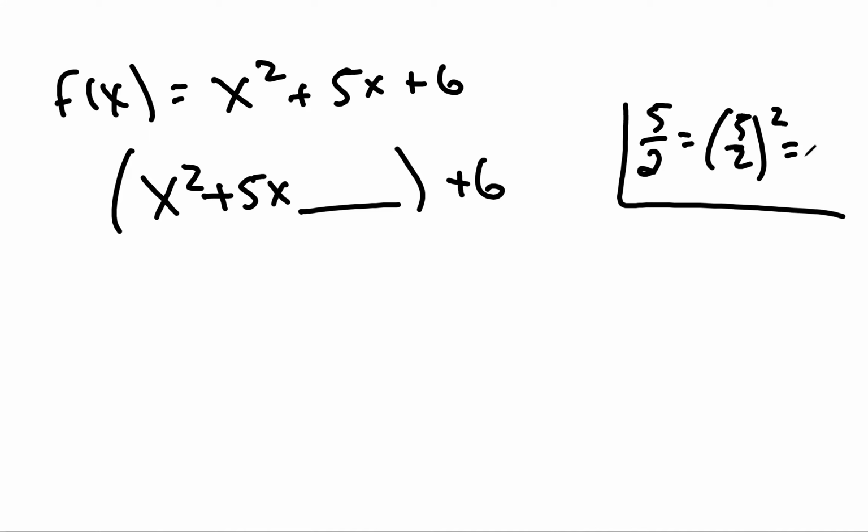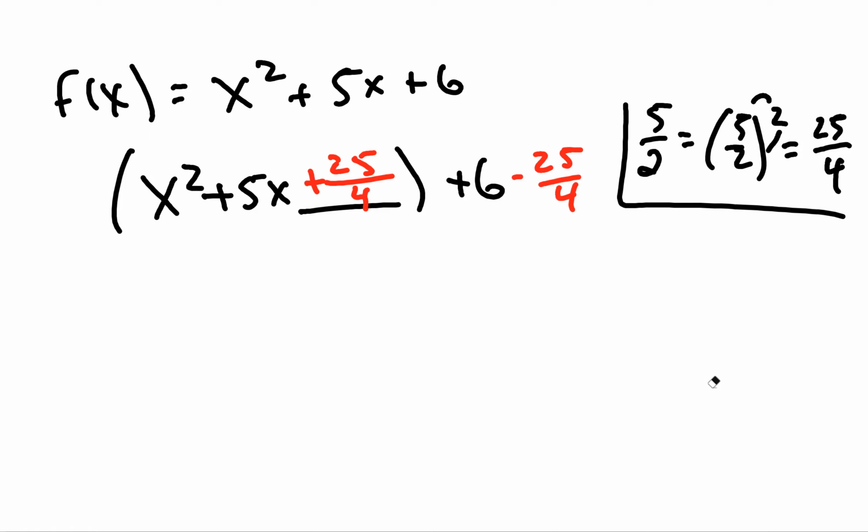And then when I go to square this, I don't need my calculator. I'm going to square the top, 25. I'm going to square the bottom, 4. So I have 25 fourths. And so I'm going to put plus 25 fourths here. Technically I have added 25 fourths to the inside of the parentheses. And so the opposite of adding 25 fourths is subtracting 25 fourths. So I'm going to be subtracting 25 fourths from the outside of the parentheses.